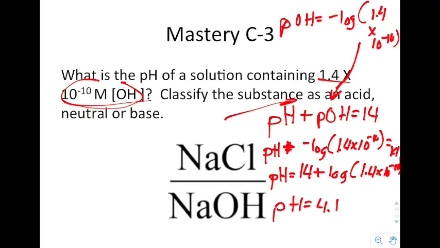Because you get a value of about 4.1, that means that the substance is classified as an acid, as acids have a pH that is less than 7.